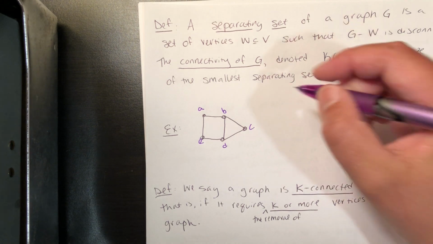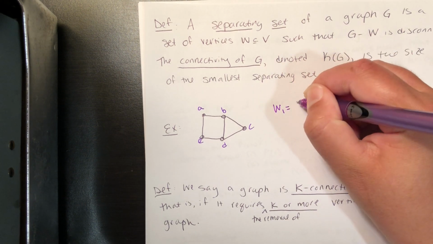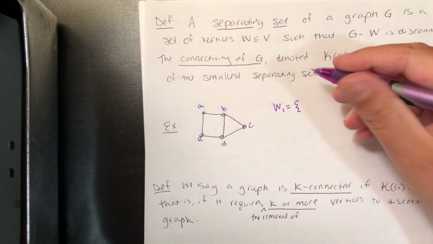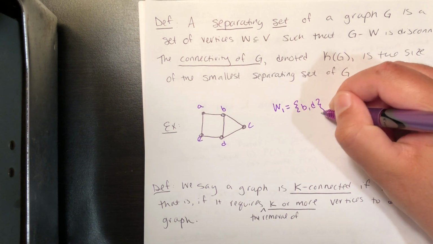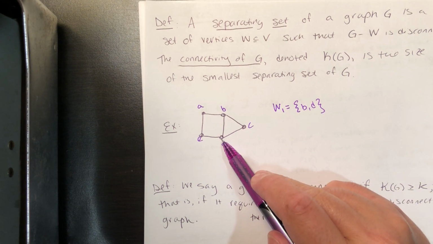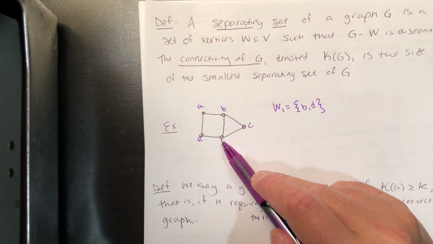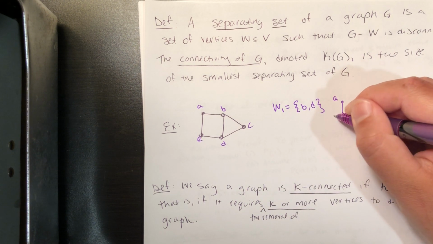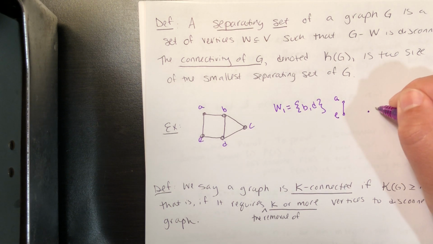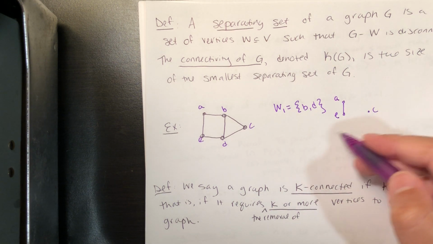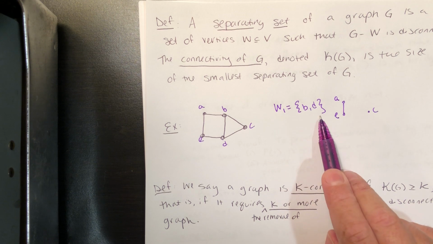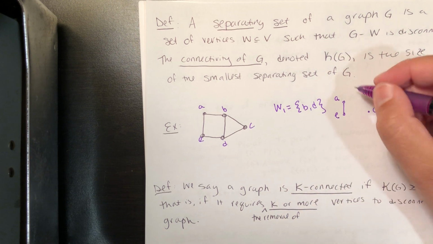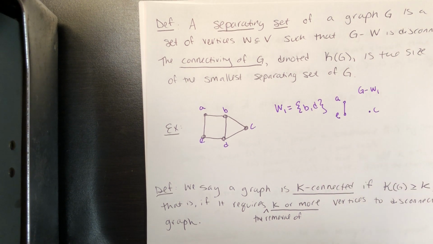As one example, let W1 be, let's say, B and D. If we deleted vertex B and vertex D and every edge that's incident with those vertices, you'd be left with the following graph. A and E are connected, and then C is over here by itself. This is certainly disconnected. So this is an example of a separating set. So this is the graph G minus W1.